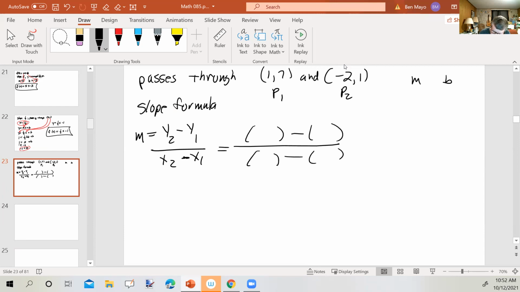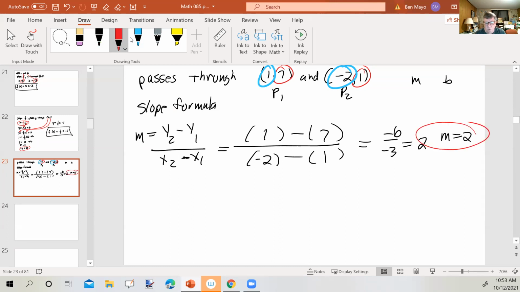So y sub 2 is 1. Y sub 1 is 7. X sub 2 is -2. And x sub 1 is 1. Okay. 1 minus 7 is -6. -2 minus 1 is -3. -6 over -3 is 2. So now I know that the slope is 2.